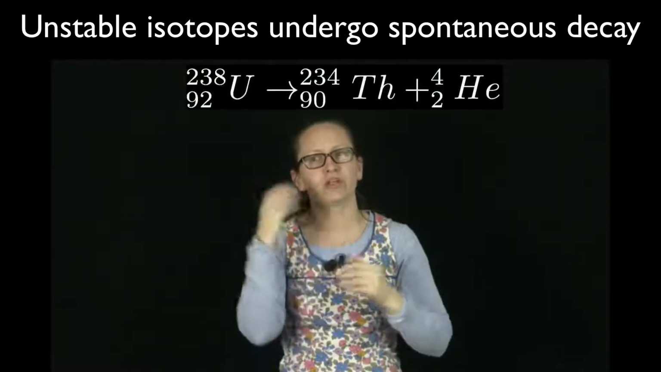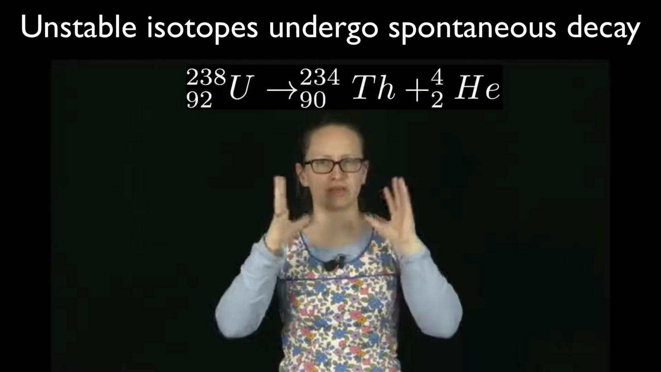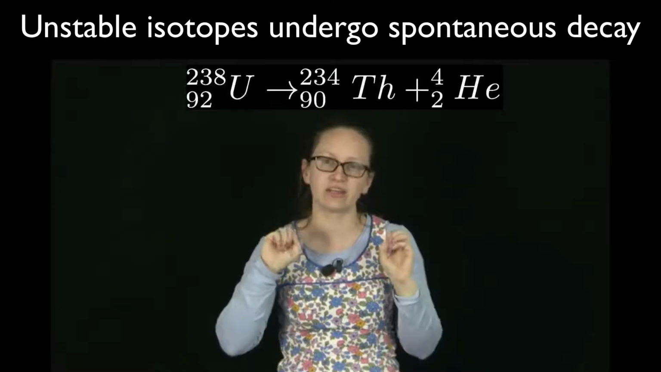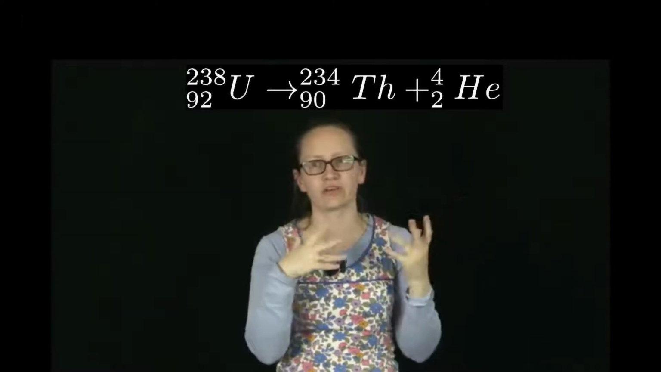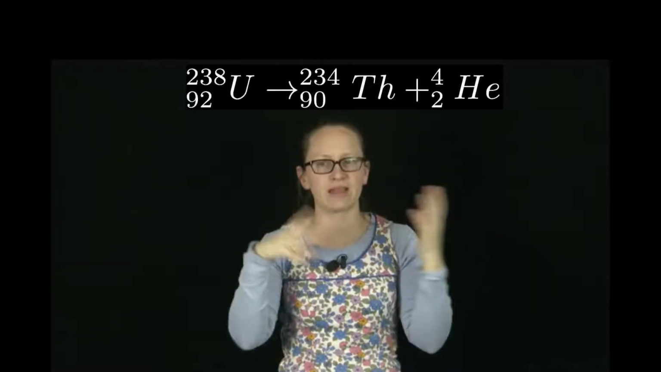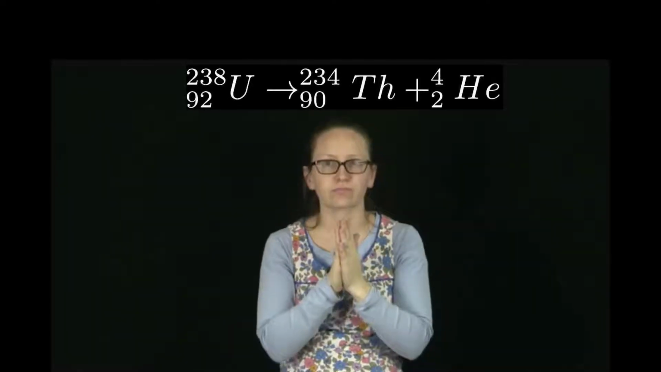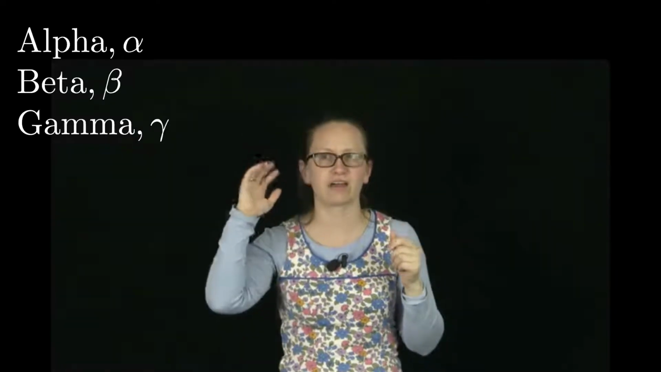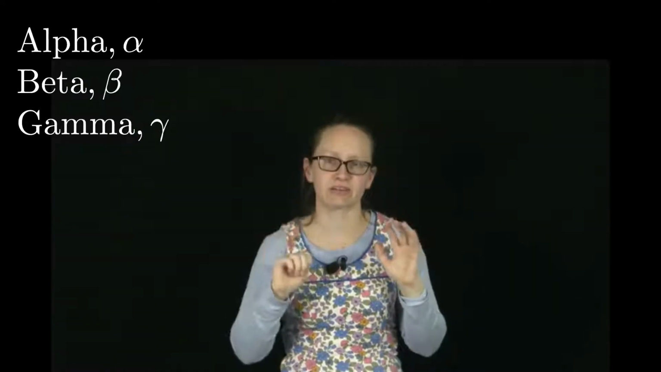So for example, uranium-238, which is a uranium nucleus with 92 protons and 238 nucleons, tends to decay into thorium-234 by releasing radiation. So in a little while we'll be discussing how half-lives relate to how stable a nucleus is. But first of all, let's consider 3 common ways for a nucleus to decay. Nuclei can decay by releasing alpha, beta, or gamma radiation.